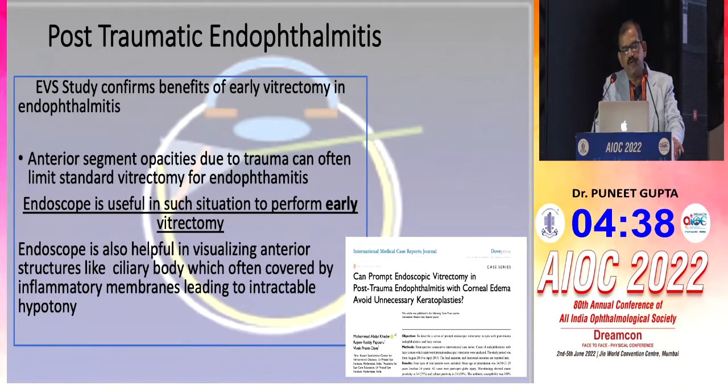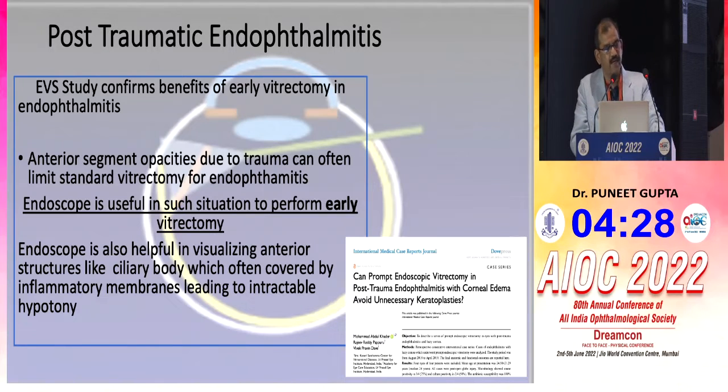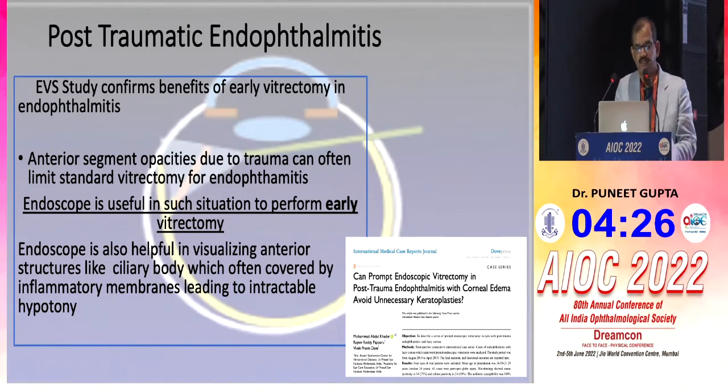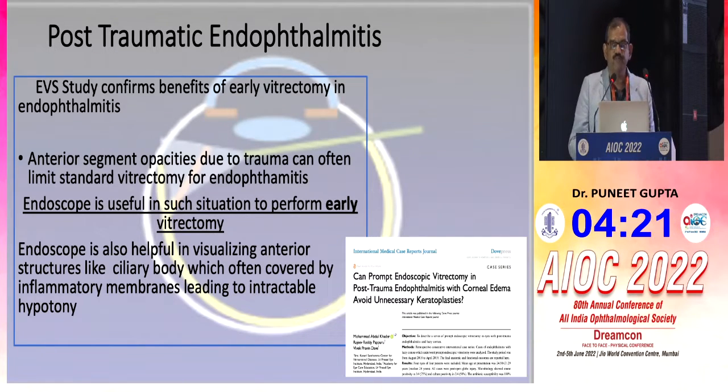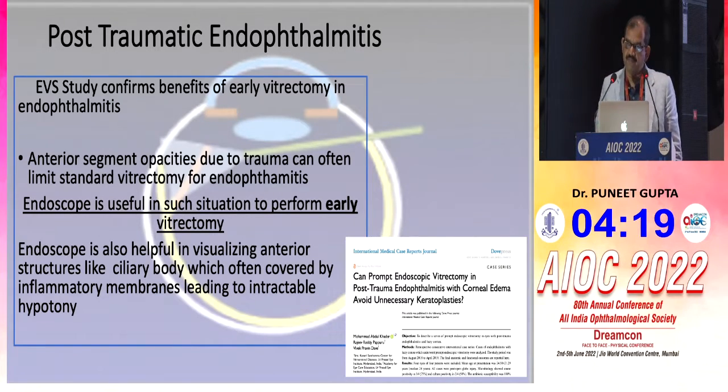In post-traumatic endophthalmitis, we all know that the EVS study confirms the benefit of early vitrectomy in endophthalmitis. Anterior segment opacities due to trauma can often limit the standard vitrectomy for endophthalmitis in these patients. Endoscope is useful in such a situation to perform early vitrectomy.